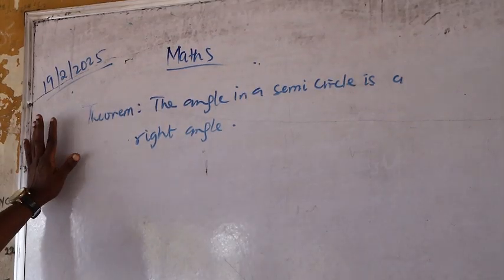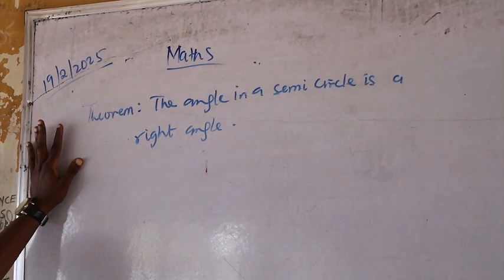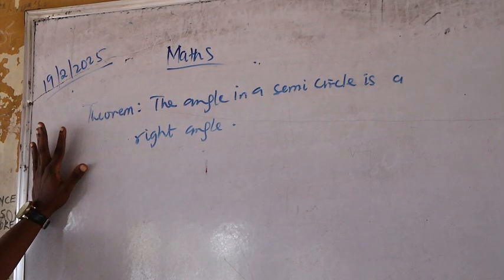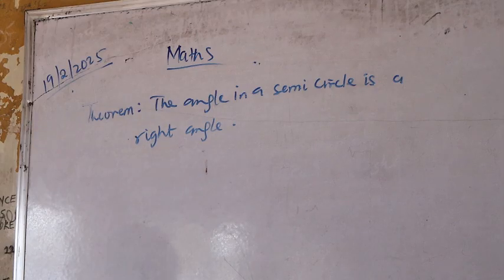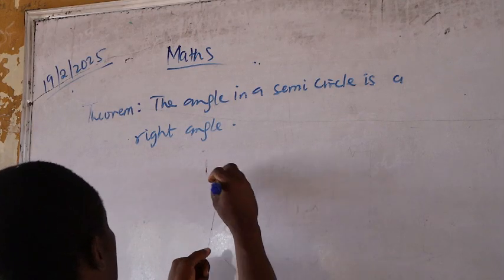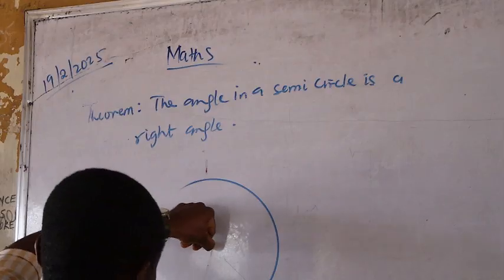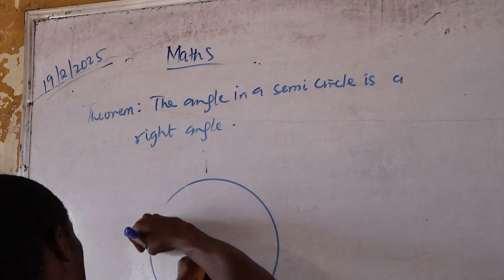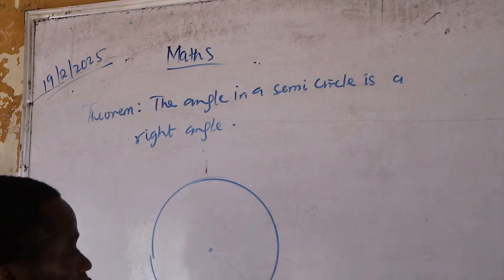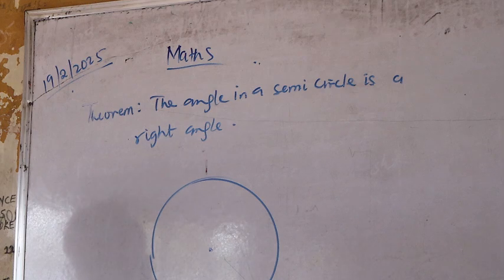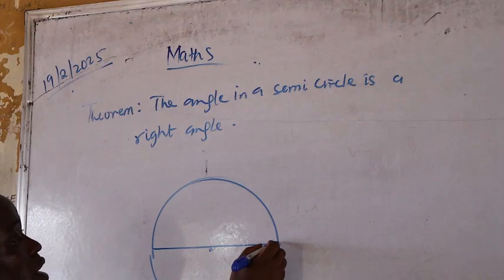And the angle in a semicircle is a right angle. I will still use the angle at center twice angle at circumference to prove this. Look at this. This is a circle. Then we have this center. Now the theorem is, angle in the semicircle is what? It's 90 degrees. It's a right angle.